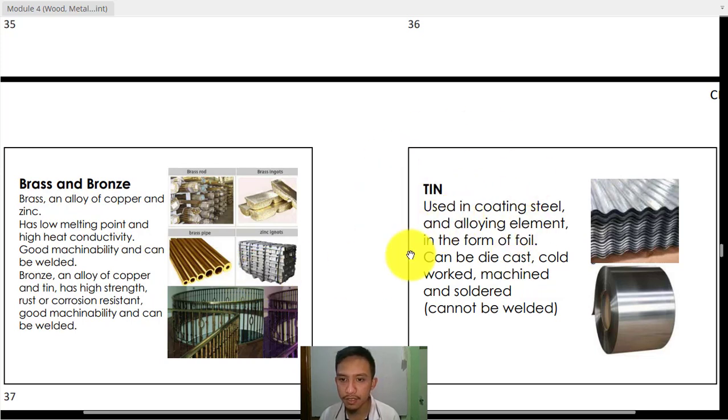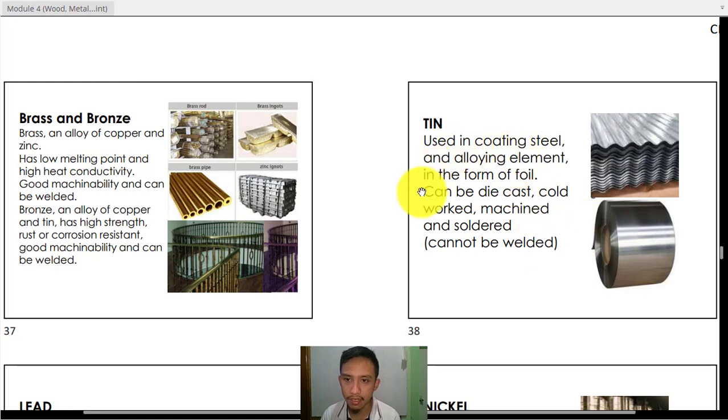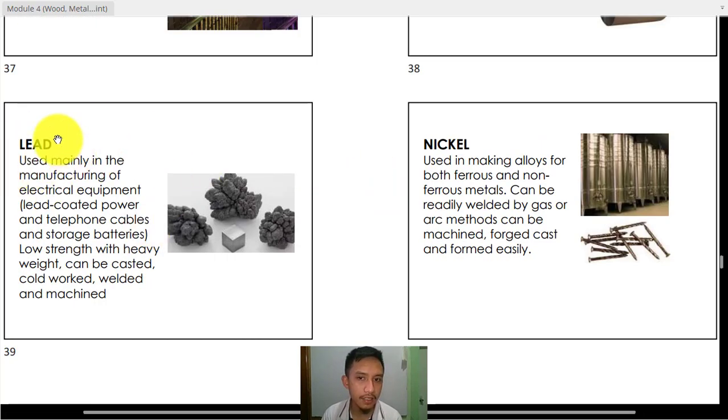And then tin. This tin is used in coating steel and as an alloy element in the form of foil. It can be die cast, cold worked, machined, and soldered, but cannot be welded. This is the type of metal commonly used on corrugated roofing, since it is easily formed into thin sheets, or in the form of foil, maybe for wrapping. And then lead and nickel. Nickel is commonly used for nails. That is also high strength.